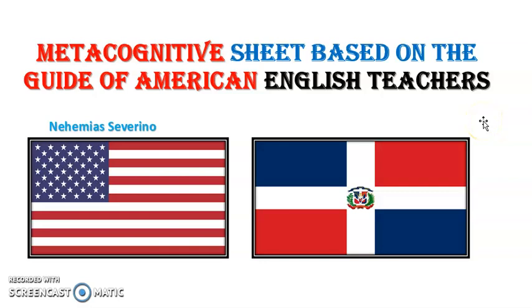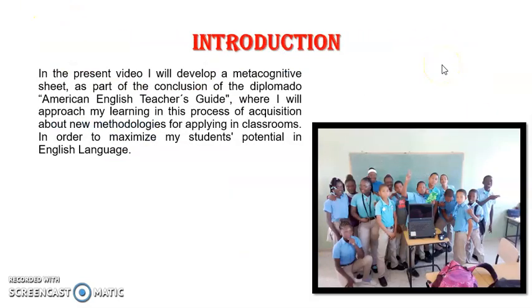The title of my final task is Metacognitive Sheet based on the Guide of American English Teachers. Introduction. In the present video, I will develop a metacognitive sheet as part of the conclusion of the Diplomado American English Teacher's Guide, where I will approach my learning in this process of acquisition about new methodologies for applying in classrooms in order to maximize my students' potential in the English language.